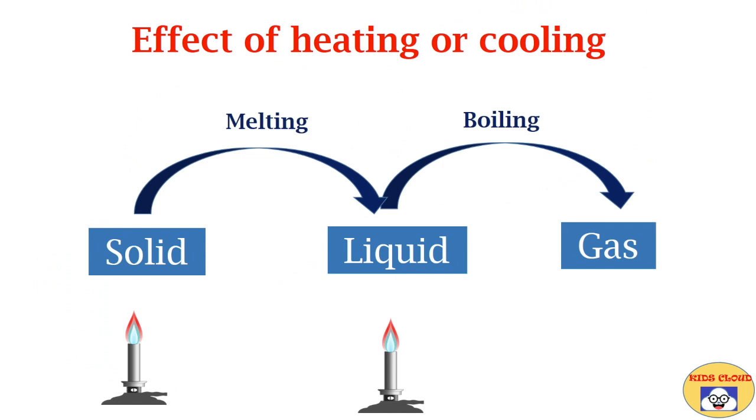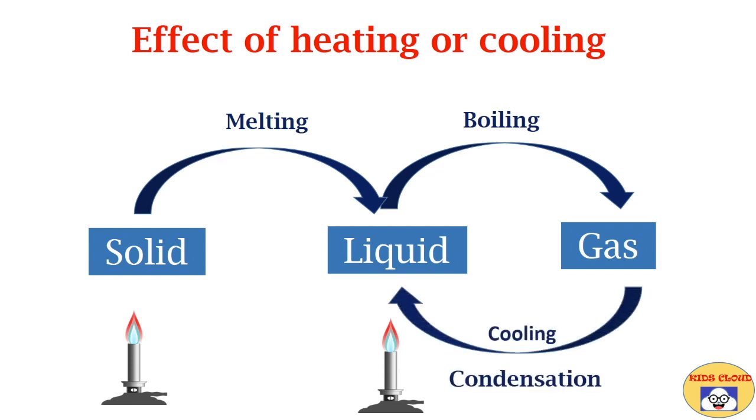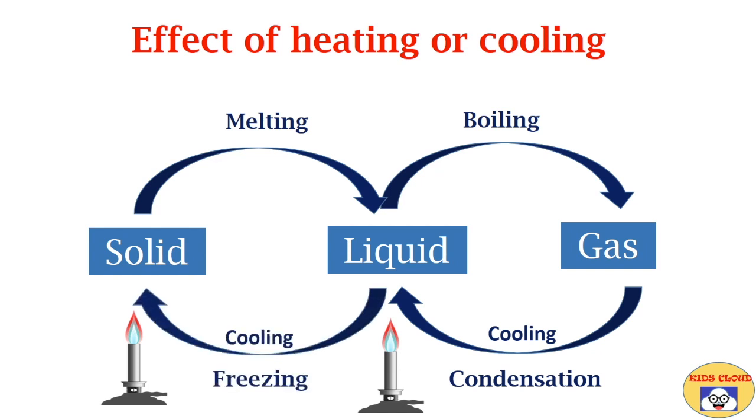Matter can change from one state to another if it is heated or cooled. When a solid is heated, it changes from solid to liquid state. This process is called melting. If we continue heating the liquid, it changes to gaseous form. This is called boiling. When the temperature of a gas is lowered, it changes to liquid form. This is called condensation. Further decreasing the temperature or cooling the liquid leads to solidification. This is called freezing.